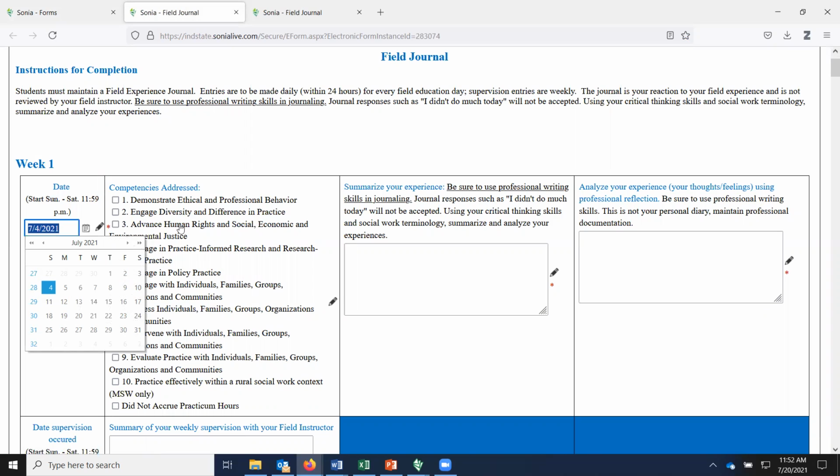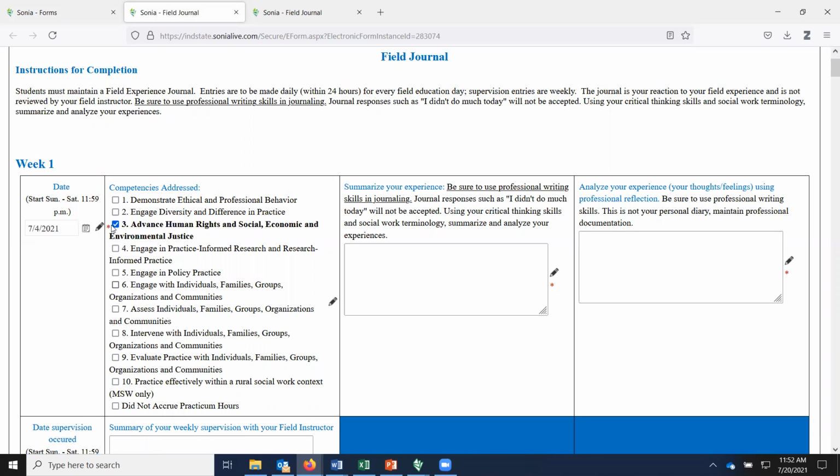I just clicked on that. Okay. Then I'm going to list the competencies that I have addressed. I would pick any of these that we addressed during that week. So maybe we did go through the first one, demonstrating ethical and professional behavior. I might have tackled that competency this week, as well as engaging with individuals, families, groups, organizations, and communities.